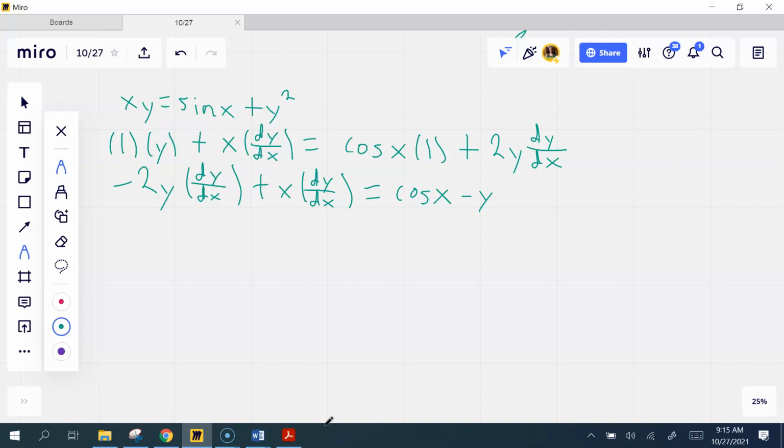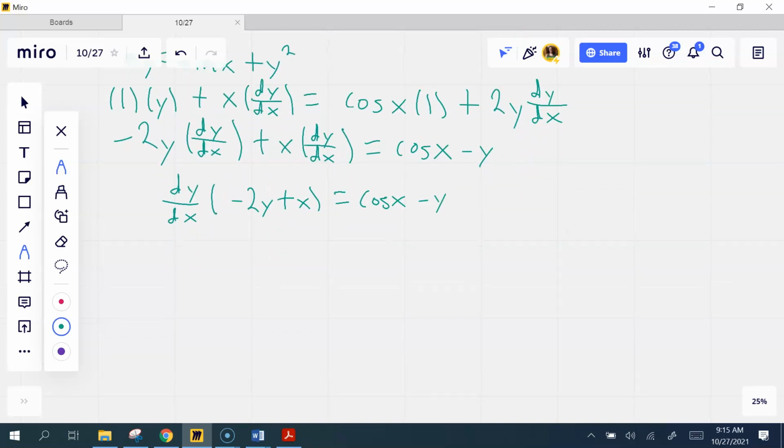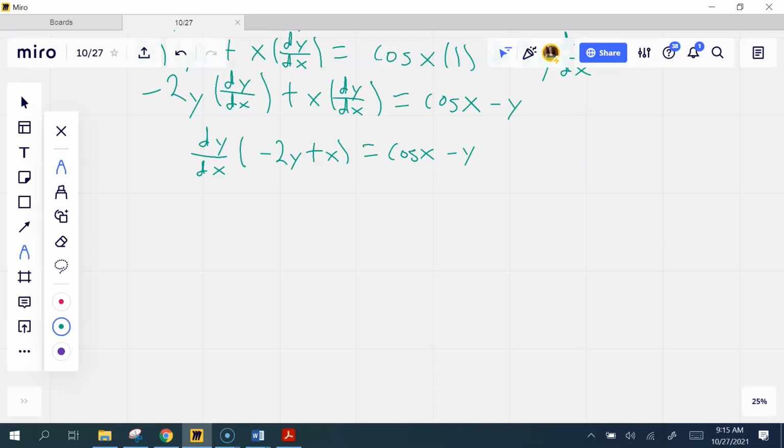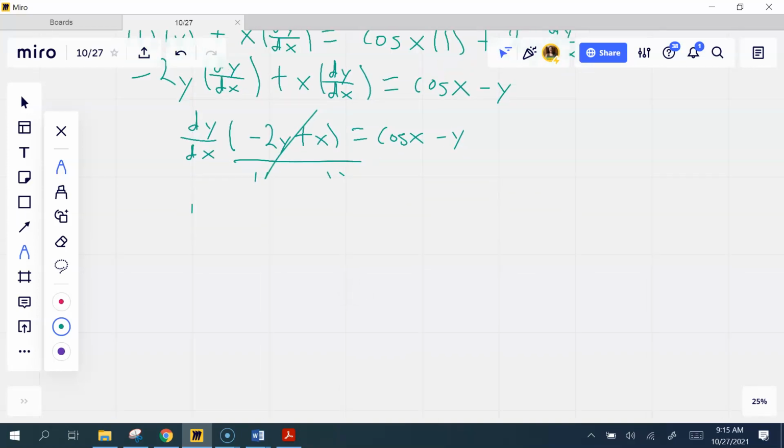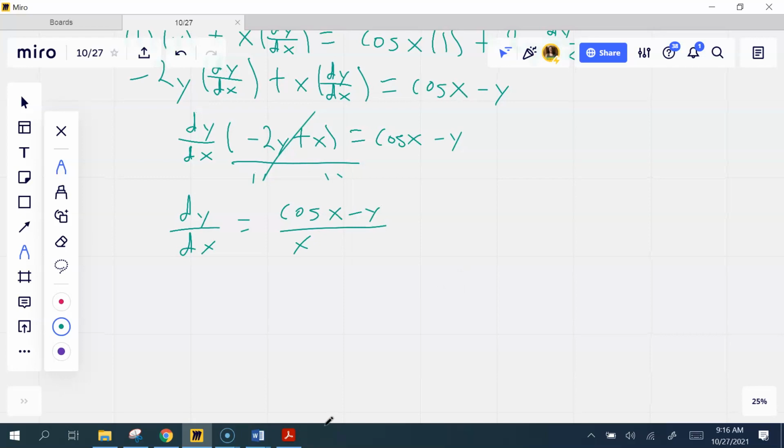And then you factor out the dy dx, so you get dy dx times negative 2y plus x equals cosine x minus y. And then you'll divide this, but I'm not gonna write it. So then you get dy dx equals cosine x minus y over x minus 2y.